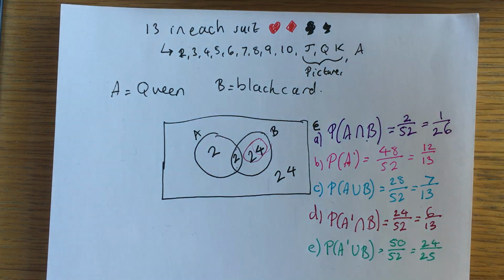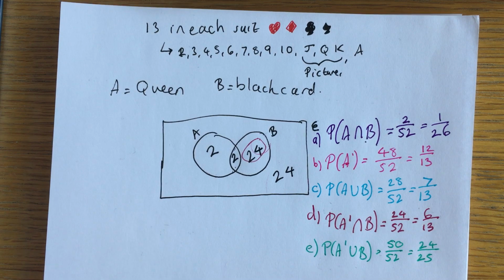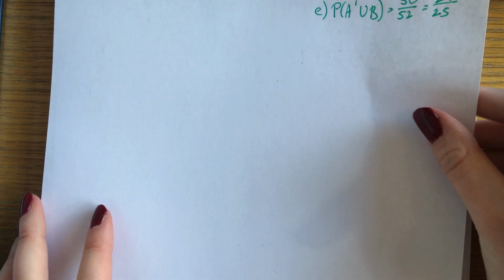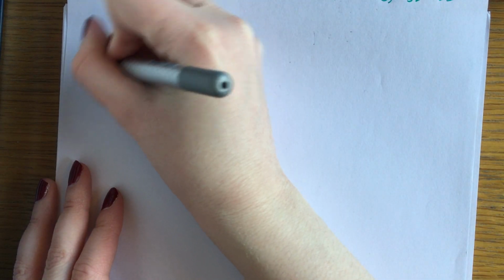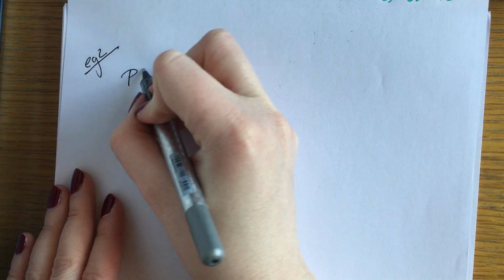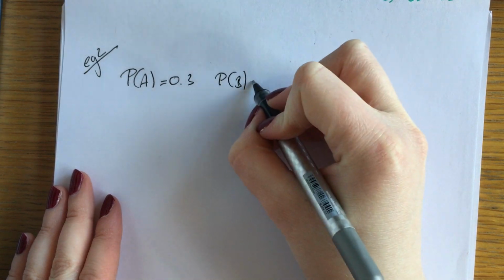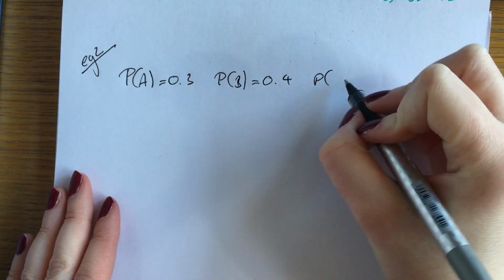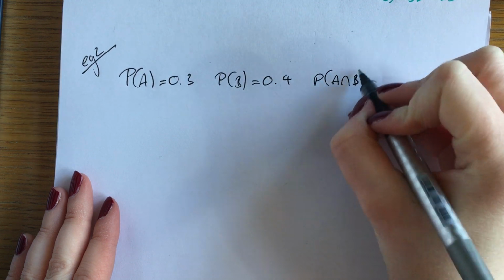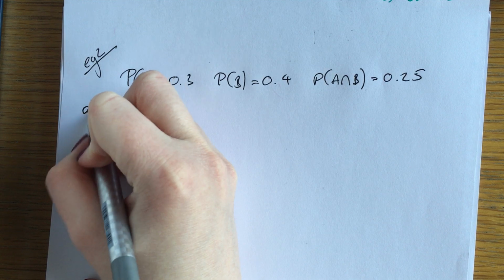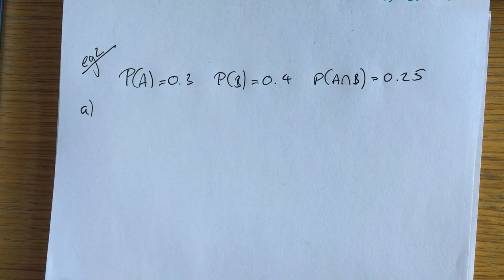So really quite straightforward. So that's my first example. I'm going to go on to my second example, which is in a more exam style question. Given that the probability of A is 0.3, the probability of B is 0.4, and the probability of A intersection B is 0.25, explain why events A and B are not independent.